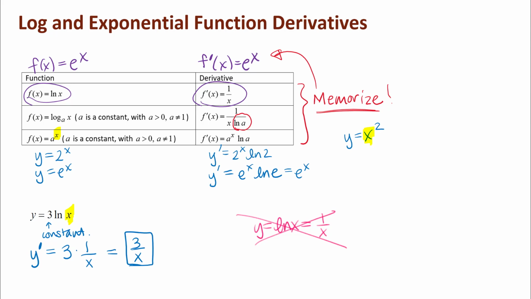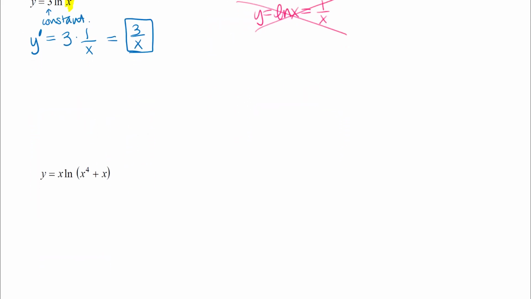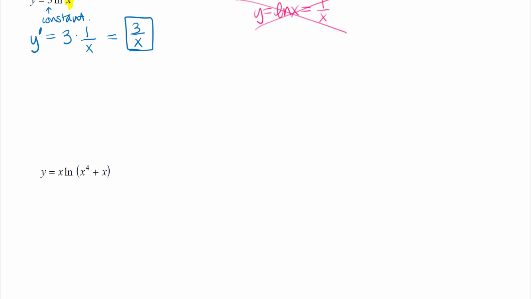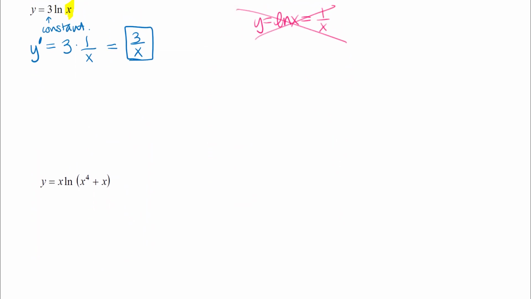Okay, so let's go on and look at a couple more complicated examples here. So this next example, we've got y equals x times ln of x to the fourth plus x. So pay attention to where the variables are. I'm going to notice there and there and there. Okay, so the first thing I might notice is that I have this x times an ln function. So there's going to be some product rule going on here.